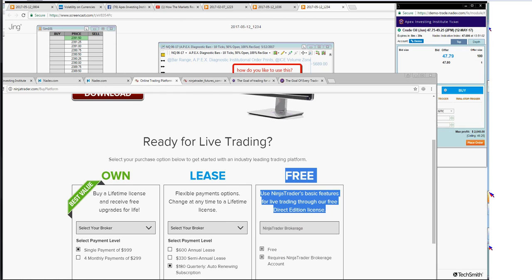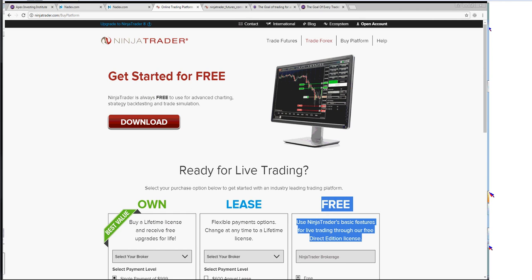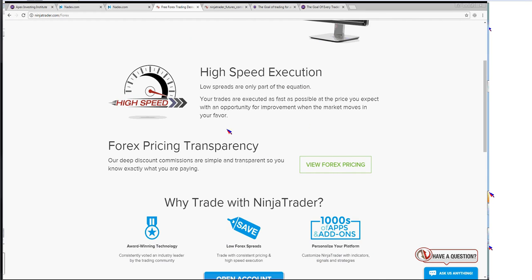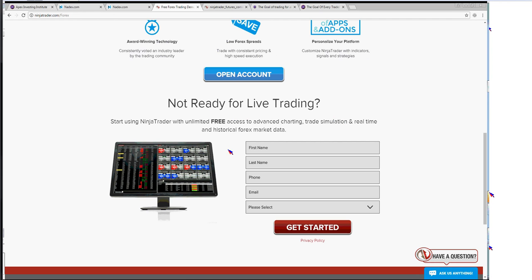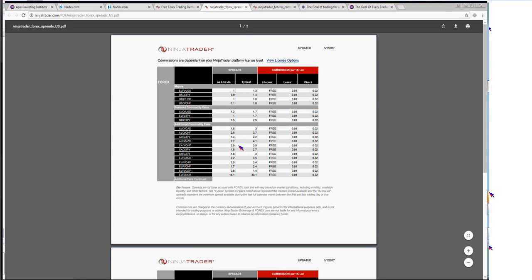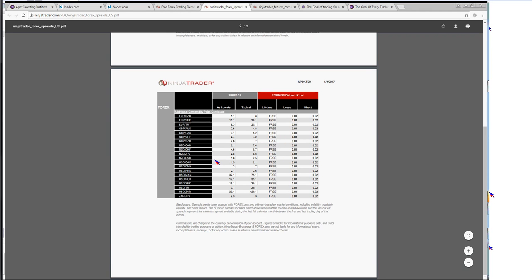In Forex, your fee is built into the bid offer. Go to trade Forex, Forex pricing transparency. Okay, they do actually have a little fee on FX if you're trading it. 2 cents, 1 cent if you lease, and 0 fee if you do lifetime. But the cool thing about that is they're keeping their spread down for you. So you're just dealing with a typical 1 to 1.3, things like that.